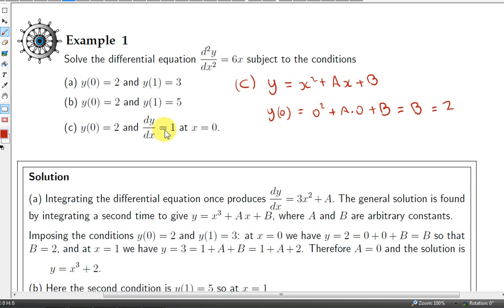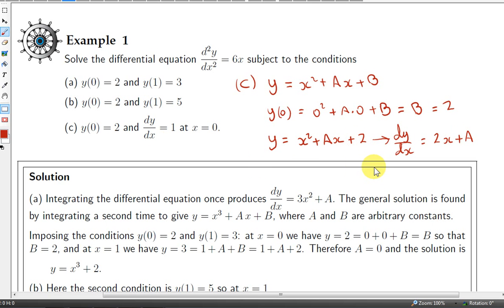Now we still need to find a. So far we've found that y equals x squared plus ax plus b, where b is 2. To find a, we use this second boundary condition. Dy dx is 1 when x is 0. So first we get dy dx. So that's going to be 2x plus the derivative of a times x with respect to x is a, which is the coefficient of x is the constant a. The derivative of 2 is 0.